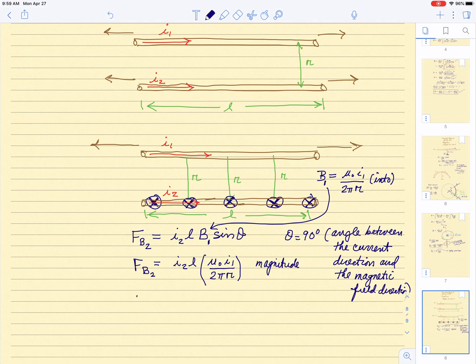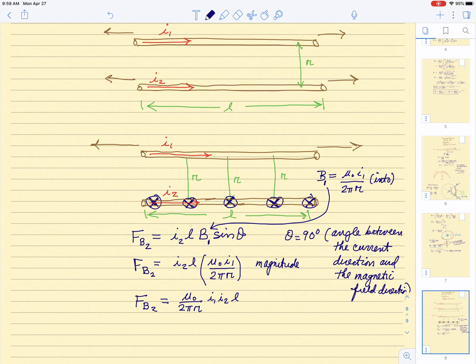Okay, so let's clean that up. The magnetic force on wire 2 is going to be mu 0 over 2 pi r times I1 times I2 times L. Now that's all well and good for the magnitude, but what about the direction?